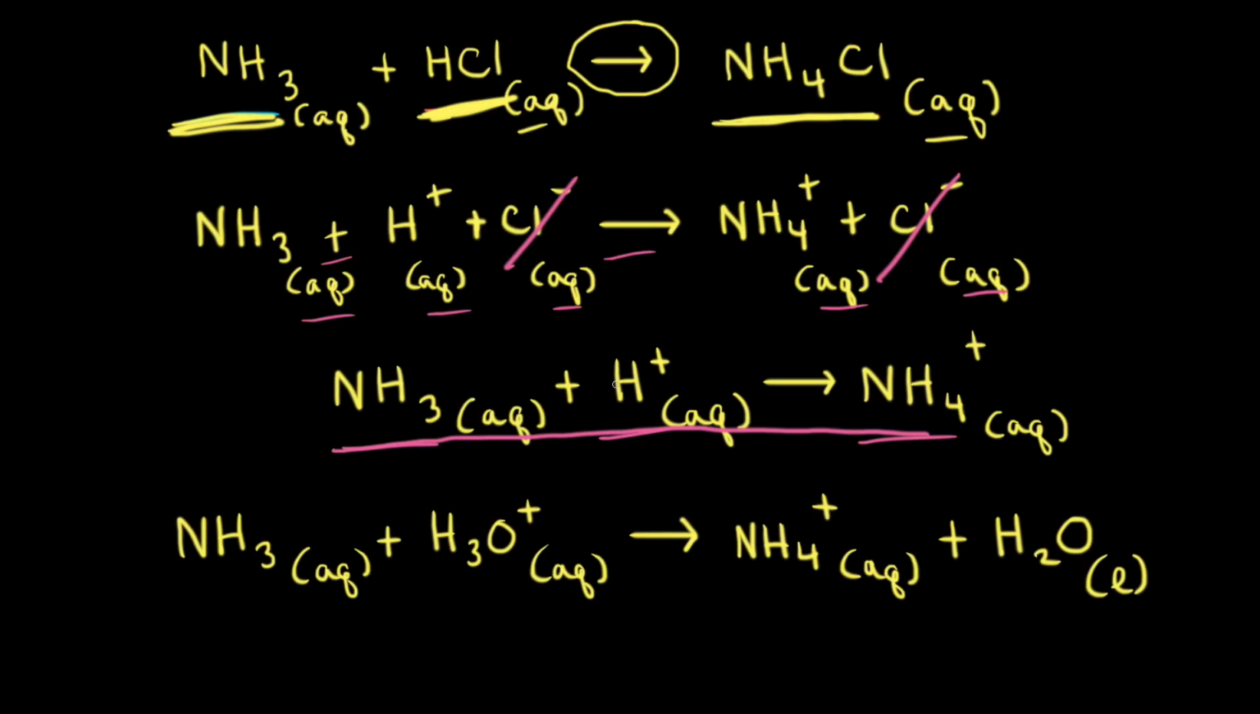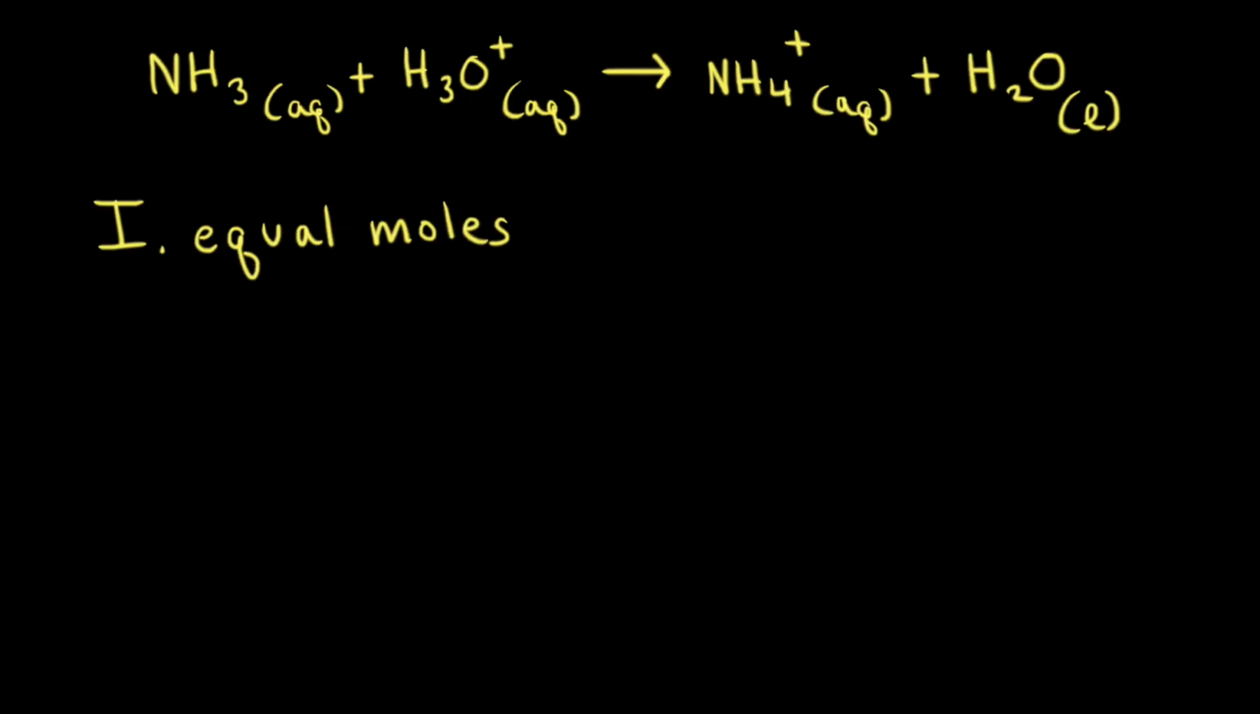So this is one way to write our net ionic equation. However, remember that H+ and H3O+ are used interchangeably in chemistry. Therefore, another way to write the net ionic equation is to show aqueous ammonia plus the hydronium ion H3O+ yields the ammonium ion NH4+ plus water. Now that we have our net ionic equation, we're going to consider three different situations.